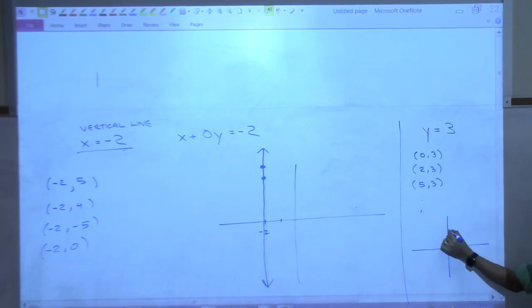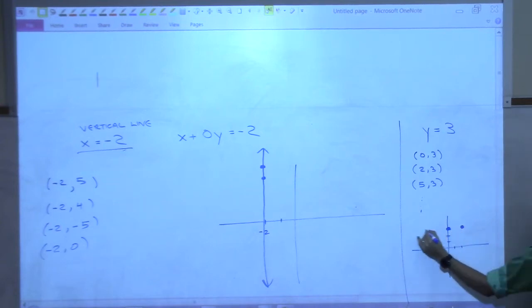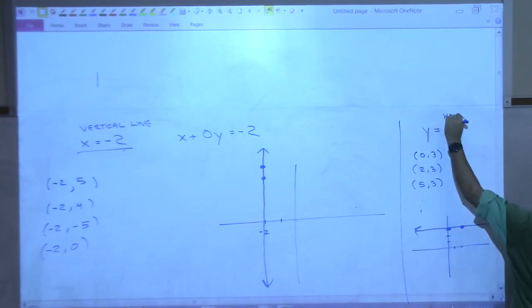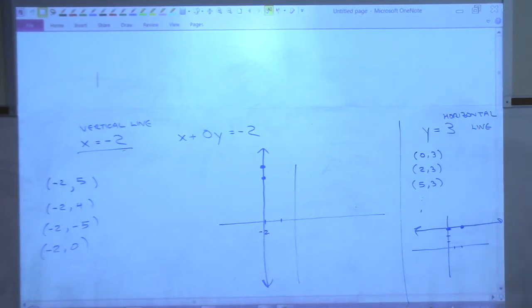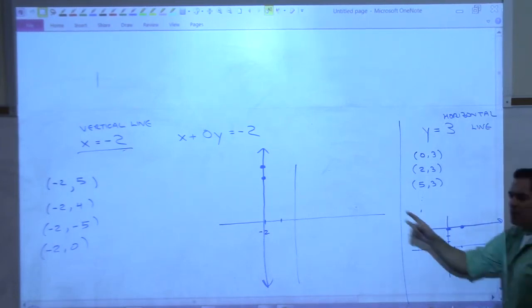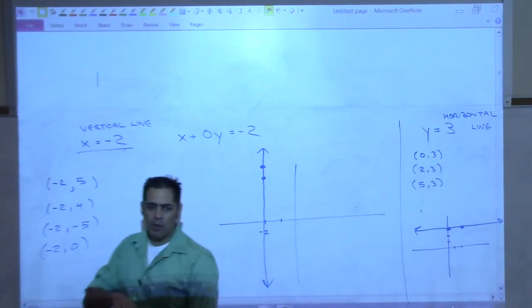So I just go up 1, 2, 3 here, put a dot, go out 2, go up 3, horizontal line through it. Are we good? Make sense? X equals a number, vertical line. Y equals a number, horizontal line.